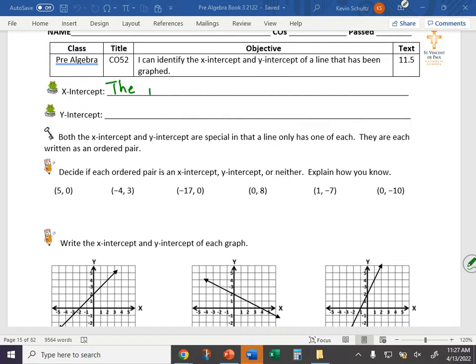The x-intercept is the point where the line crosses the x-axis. Okay? The x-intercept is the point where the line crosses the x-axis.